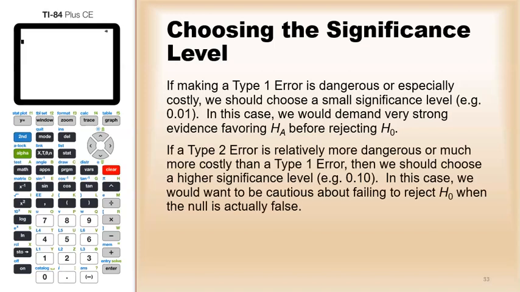On the other hand, if a type 2 error is relatively more dangerous or much more costly than type 1, then we should choose a higher significance level like 0.1. This would make it easier to reject the null hypothesis and harder to commit a type 2 error. In this case, we'd want to be cautious about failing to reject the null hypothesis when the null hypothesis is actually false.